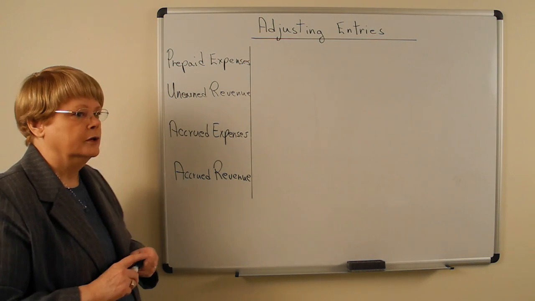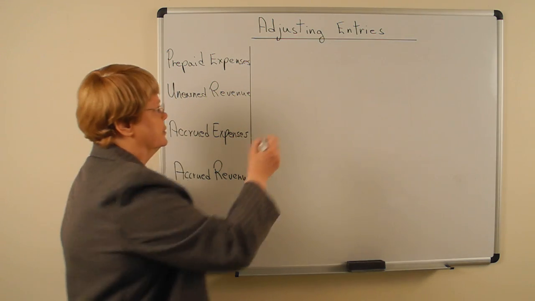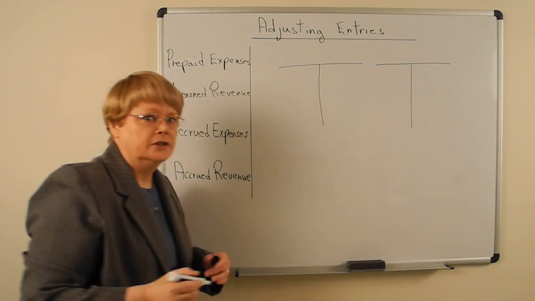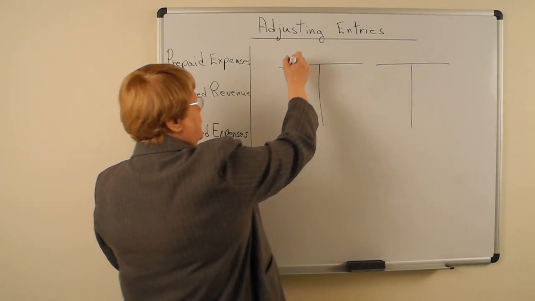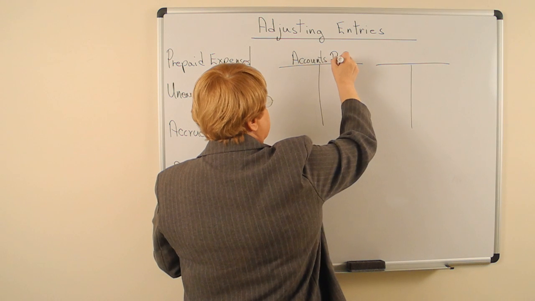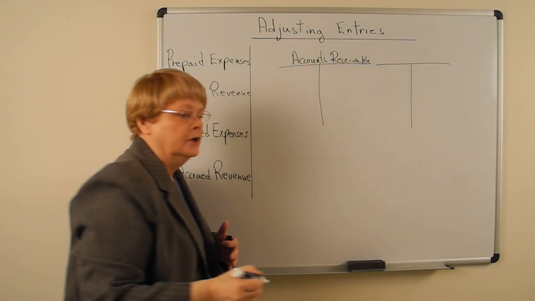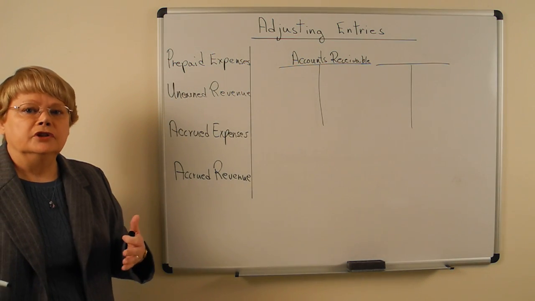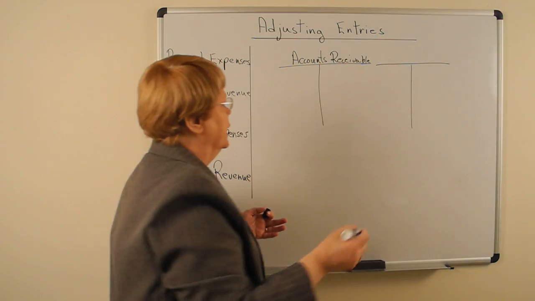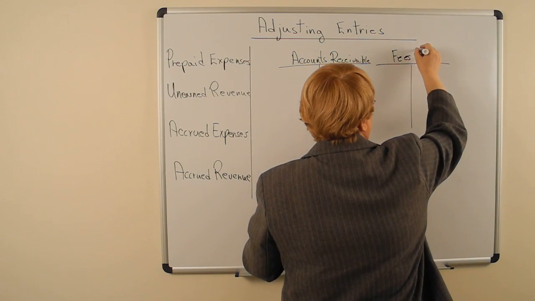Accrued revenues. This is when we earn revenue before we actually receive the cash. And so this entry is really one you've already had. It's really the same as the transaction entry, but we do make it at the end of the period. And that would be to debit some type of receivable. In this case, we'll call it accounts receivable. It could be interest receivable or some other receivable. But let's just say we've earned some revenue that has not yet been recorded in the normal course of business, so we're going to debit accounts receivable and credit fees earned. That could be interest earned or interest revenue.